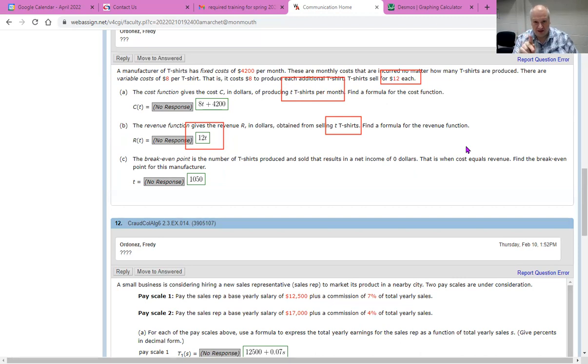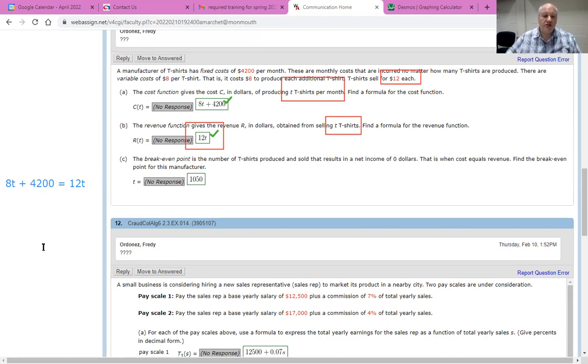There's two ways to figure out the break-even. You could say, when is the profit equal to zero? That's the break-even moment. Or you could say, when does the cost equal the revenue? Because that's the time when everything balances perfectly. In other words, what I need to do is solve the equation of this equals this, something like this: 8T plus 4,200 equals 12T. This is the equation that you need to get the answer. You'll get 1050 as your answer.